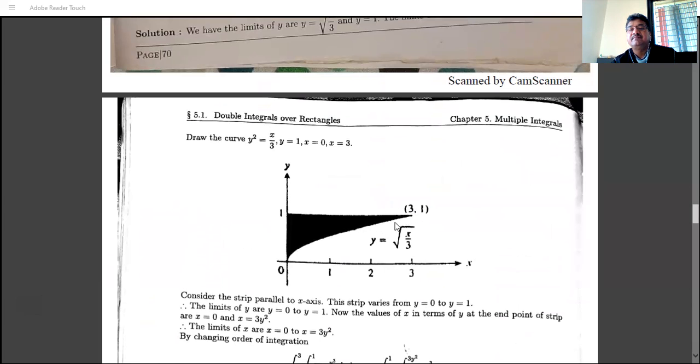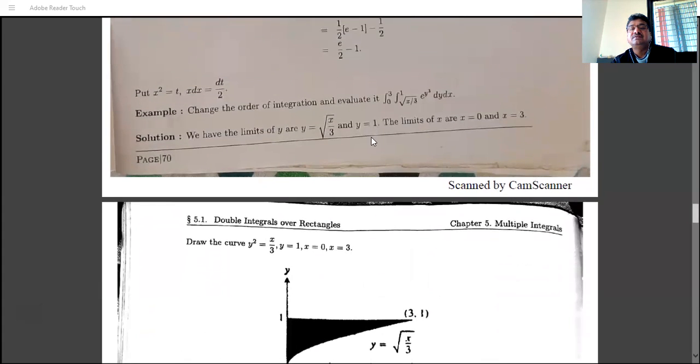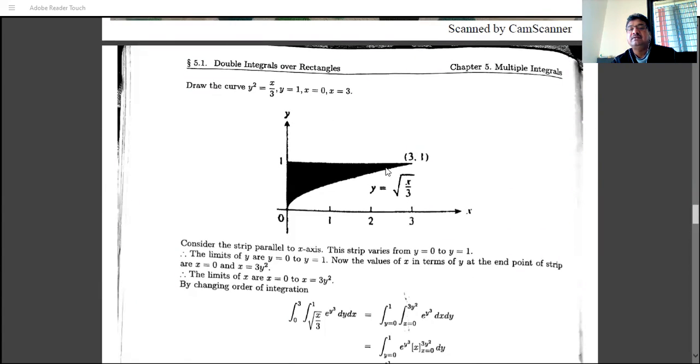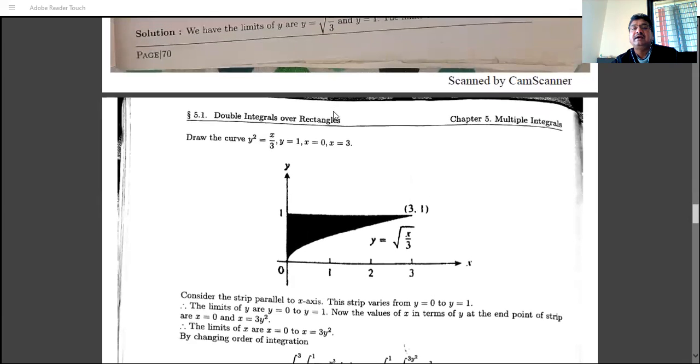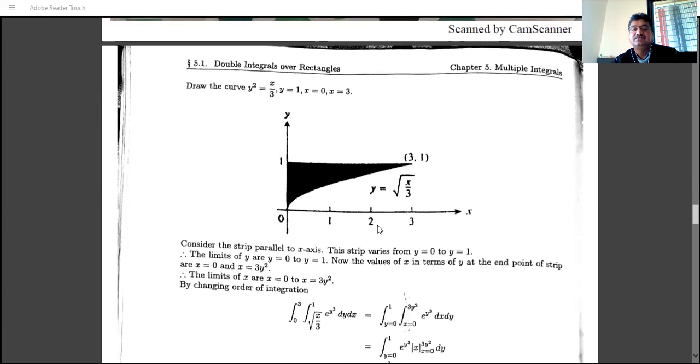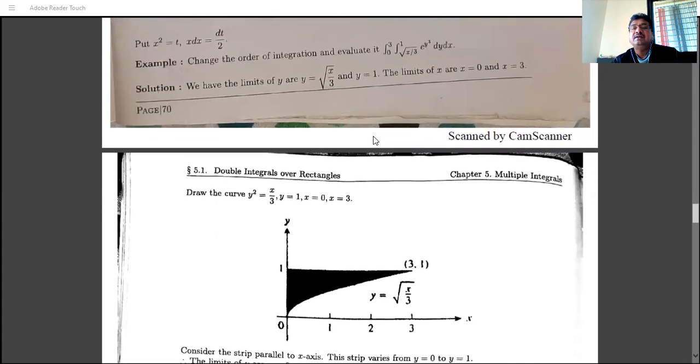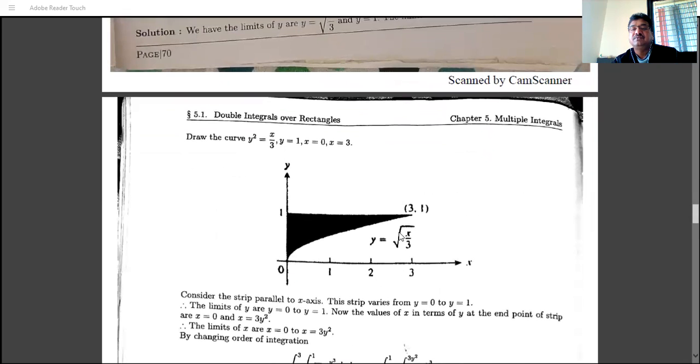This is the parabola, and the line y is equal to 1 is this line, parallel to the x-axis. And this point is what? After solving y is equal to 1 and y square is equal to x by 3, we get the point 3, 1. If we substitute y is equal to 1 in y is equal to root x by 3, then we have x by 3 is equal to 1, and therefore x is equal to 3. So 3, 1 is the point of intersection.